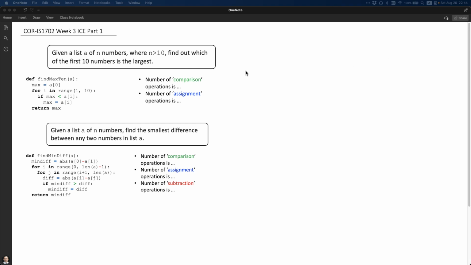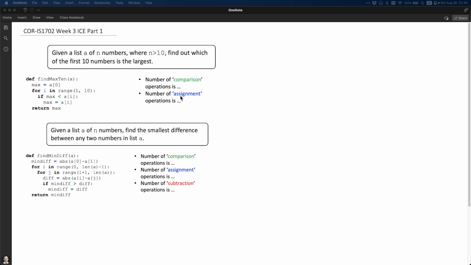We will now look at the first part of the in-class exercise for week 3. The first question asks you to look at a given list A of n numbers, and we are given the guarantee that n is greater than 10. So your task is to find the largest element of the first 10 numbers. The code is given to you, so you do not need to do anything in terms of the design. You just need to analyze that.